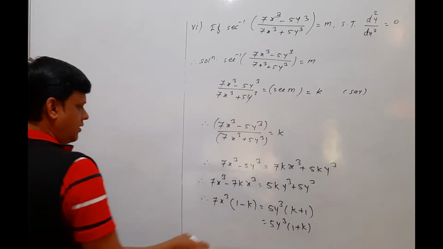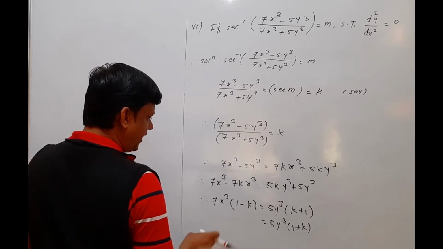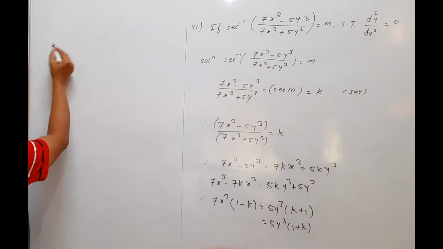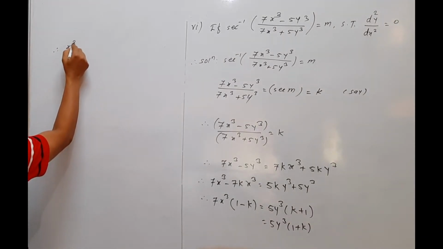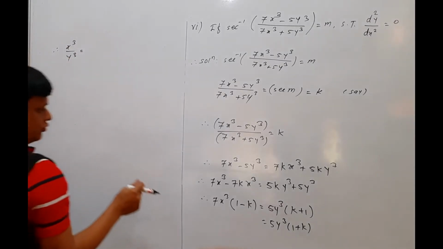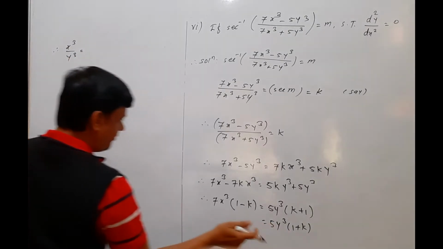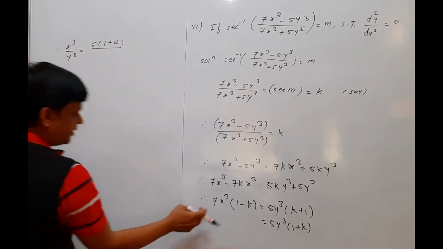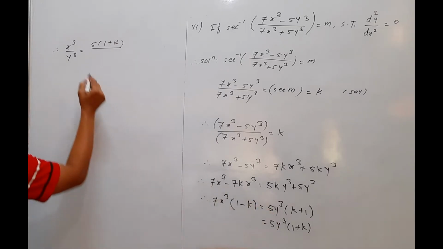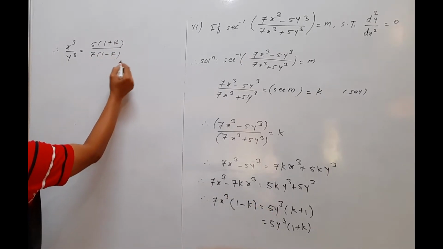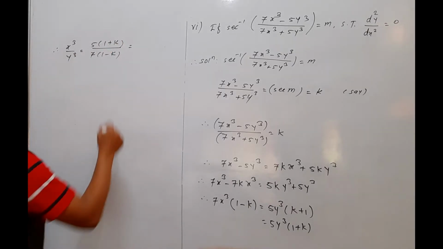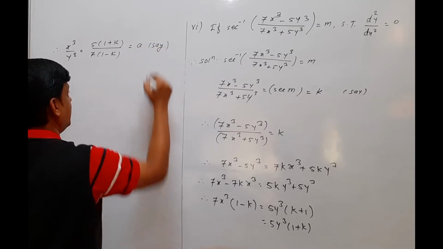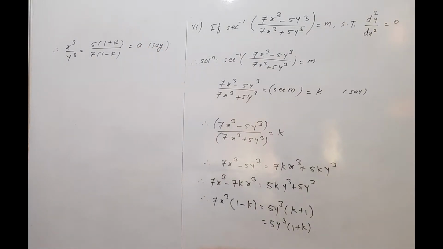So transfer the variable term to one side and constant term to another side. So write here, therefore x cube upon y cube is equal to 5 in bracket 1 plus k, and we transfer this 7 and 1 minus k to right hand side. So 7 in bracket 1 minus k. Now right hand side is constant, so we call the constant a. So right here equals a.